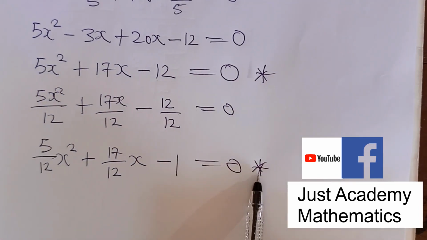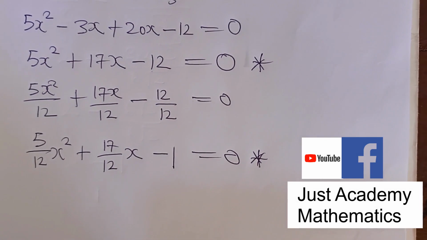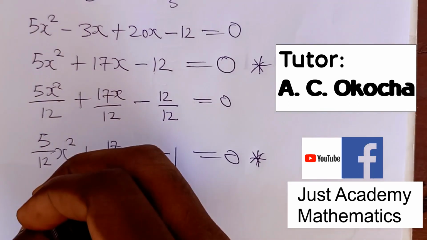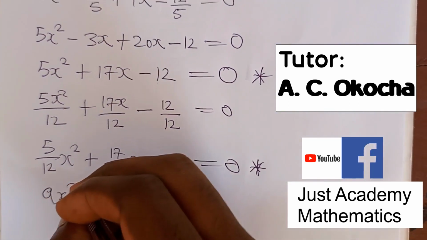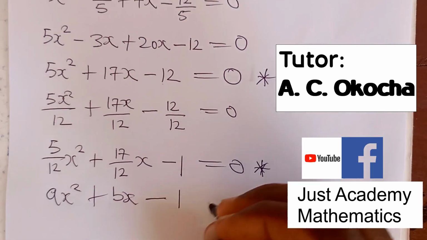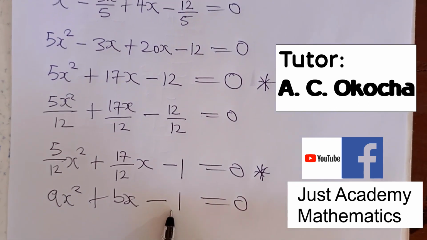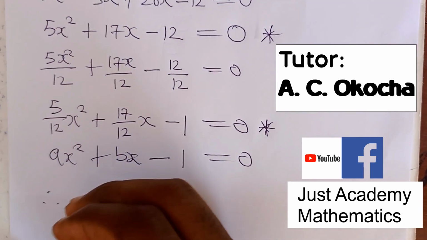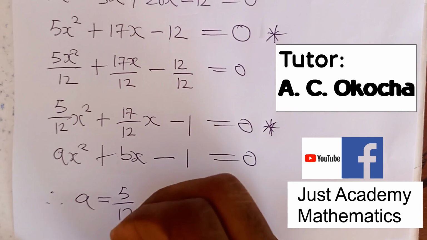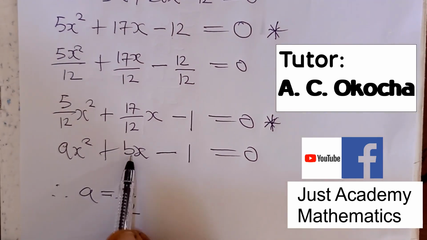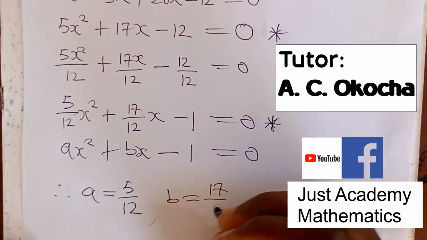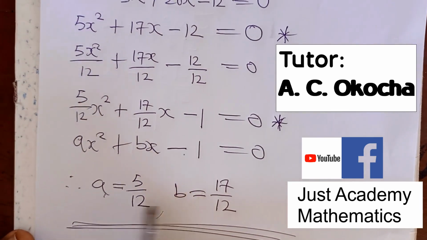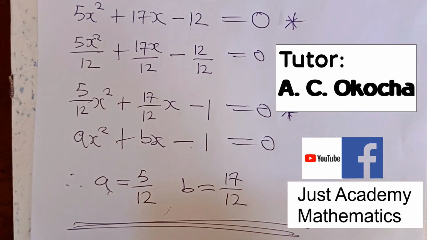So it is at this stage that you will now tell them the value of a and b. When you compare the coefficients with ax squared plus bx minus 1 equals 0, here is minus 1, here is minus 1. So what is a? a is what is attached to x squared, therefore a is equal to 5 over 12. What is b? b is what is attached to x, so b is equal to 17 over 12. It is at this stage that you can tell the value of a and b. So this is the way to solve this equation.